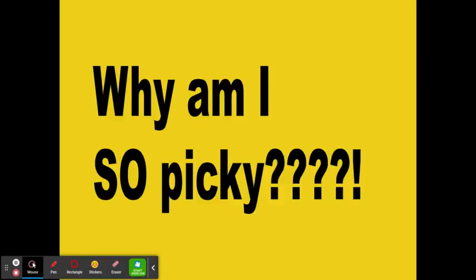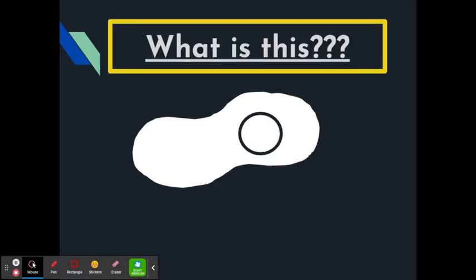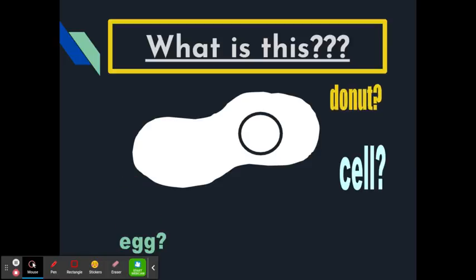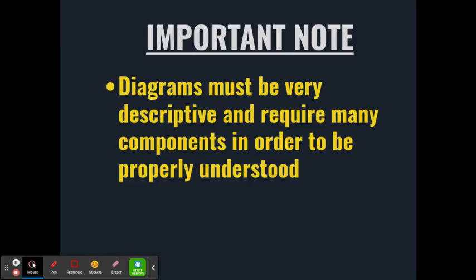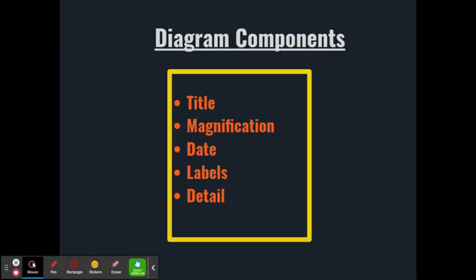Now this is asking, why am I so picky? This is anyone. If you look at a drawing and it's not got a title, it's not been labeled, you don't know the magnification, if it's the actual size or not, you have no clue what's going on. So like if you look at this picture, what is it? It could be any of these things. So diagrams must be very descriptive and require many components in order to be properly understood.